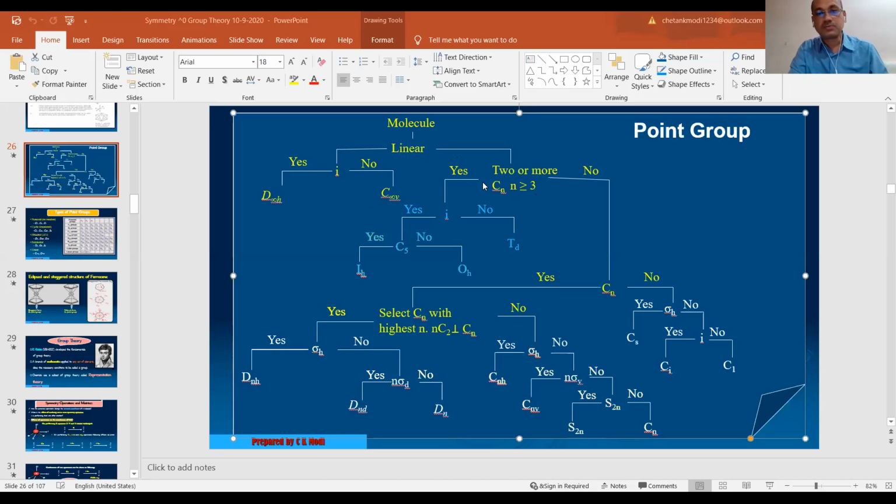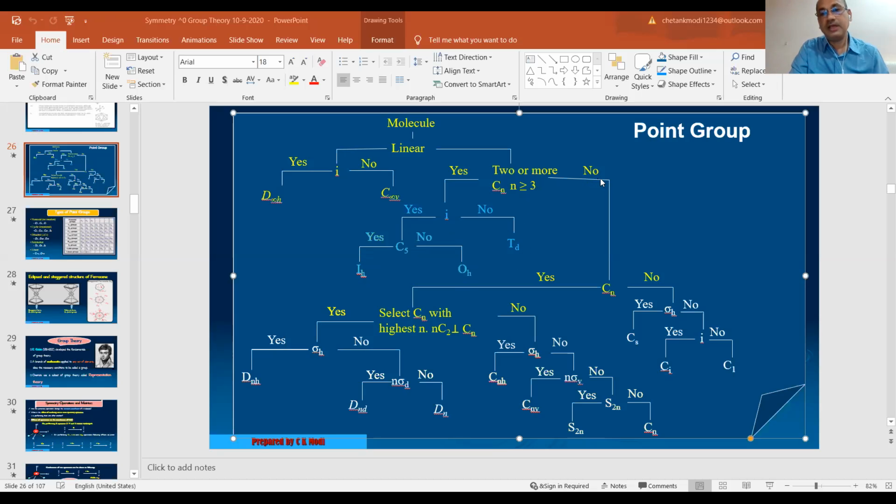So in that case, where center of symmetry i is present, and along with it C5 axes are also present, then the point group is icosahedral. This is a polyhedral point group. If C5 is absent, in that case the point group must be octahedral. Now, if center of symmetry i is absent, then the point group must be tetrahedral, right?